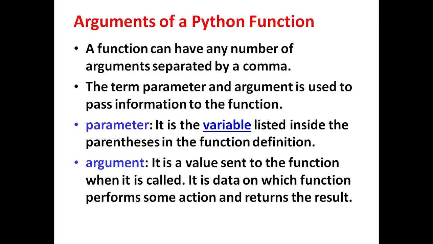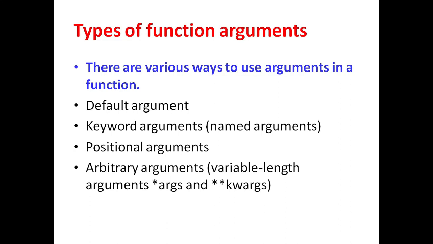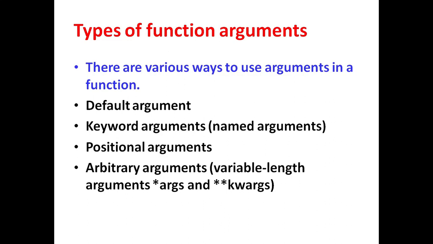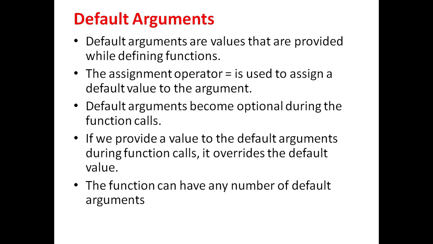It is data on which the function performs some action and returns the result. There are various ways to use arguments in a Python function. First is default argument, then keyword argument, then positional argument and arbitrary arguments, which are also known as variable length arguments. First we will see default arguments.